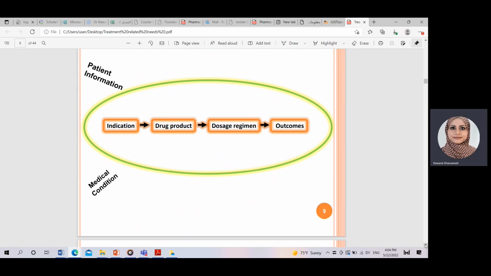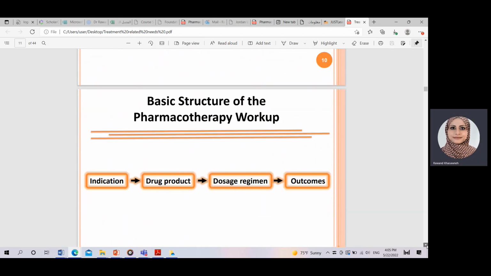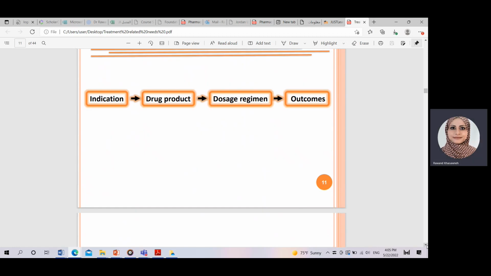The basic structure of the pharmacotherapy workup that was repeated in the previous slides includes the four components, which are the indication or the disease, the drug product that is being used, the dosage regimen, and the outcomes. The basic structure of pharmacotherapy workup also serves to identify drug therapy problems of any type in any patient with any disease who is taking any kind of drug therapy.